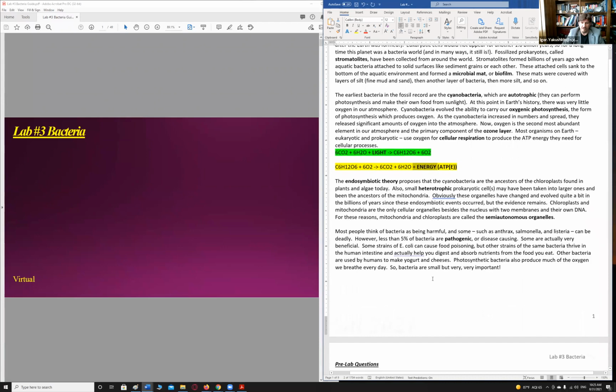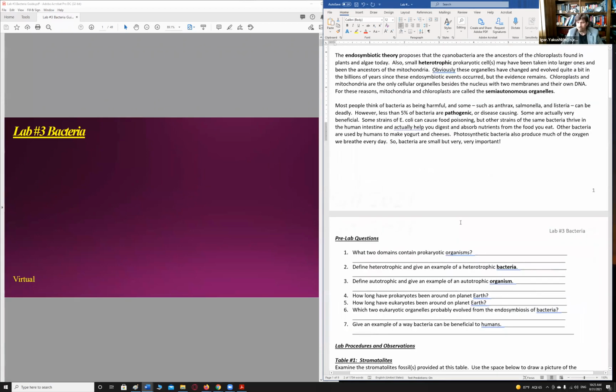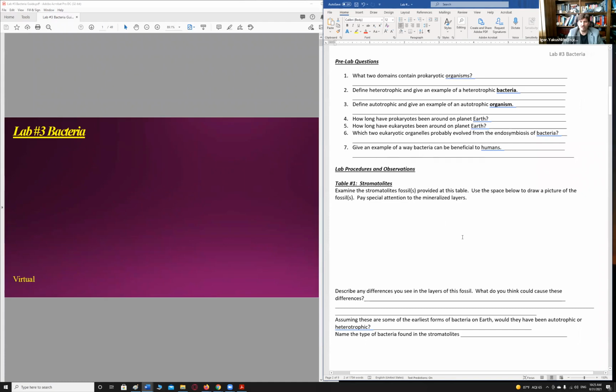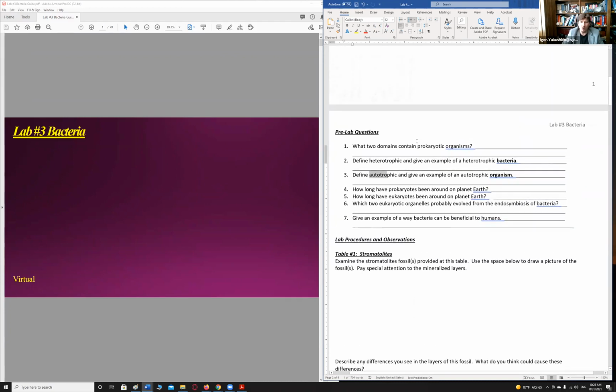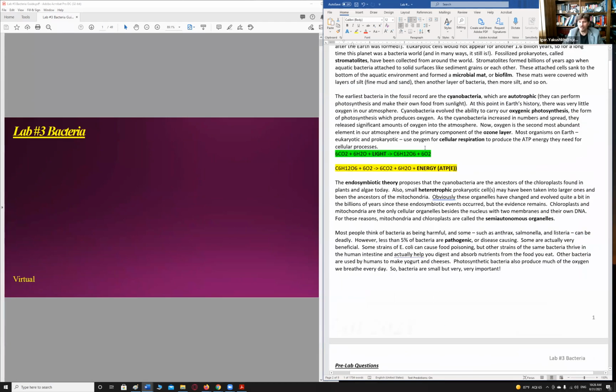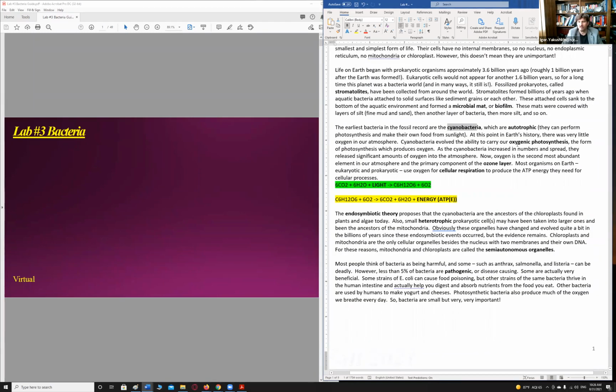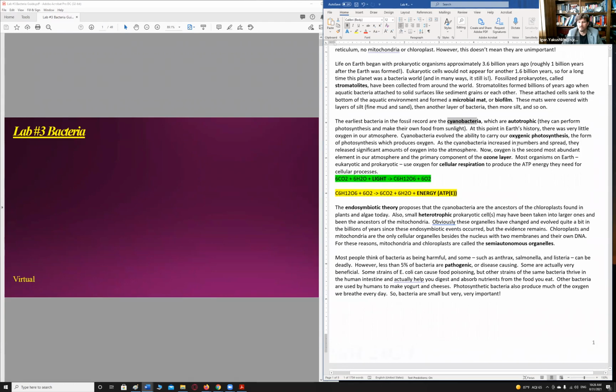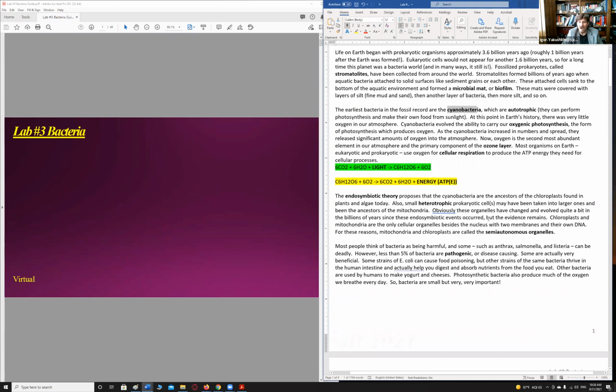So now let's go into the pre-lab questions. What two domains contain prokaryotic organisms? Bacteria and archaea. All right. I'll go with number 3 first. Autotrophic. Autos means by itself. Trophos means food. Making food on their own. The photosynthetic ones are known as the cyanobacteria. Cyano, blue-green algae, they also refer to that. All right. That would be the autotrophic.